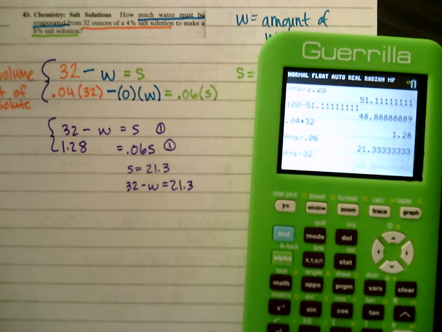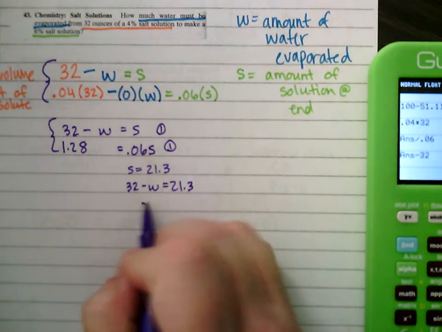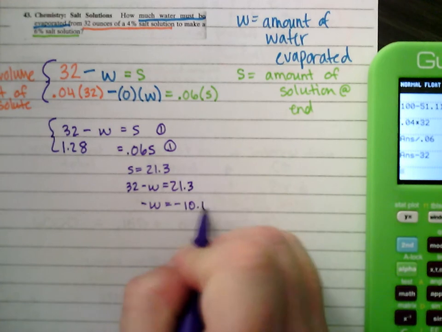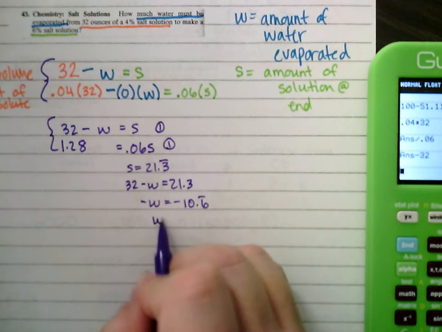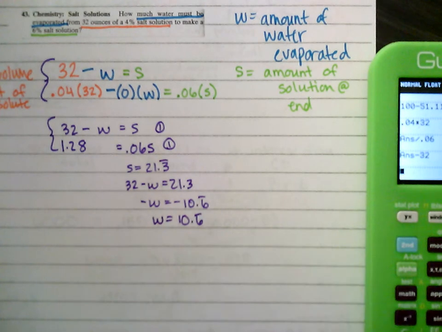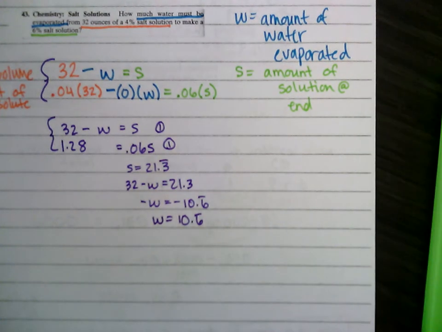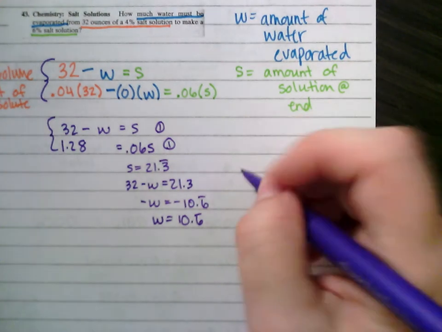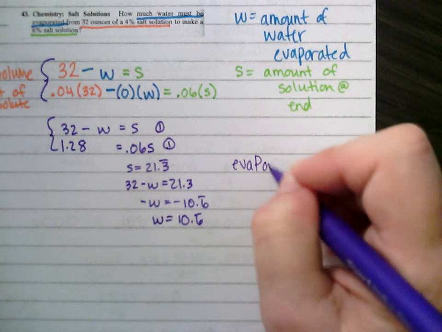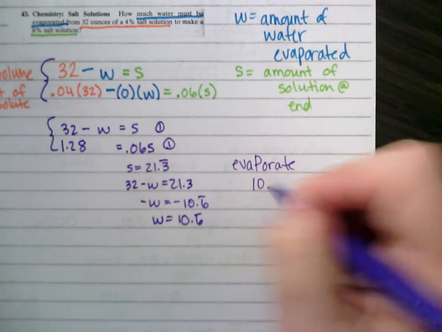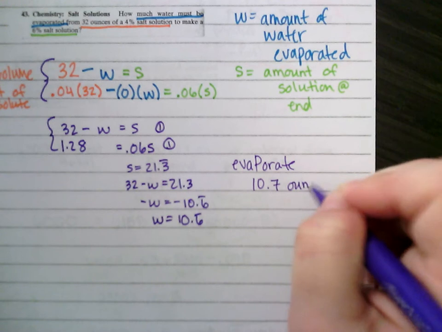Subtract 32 from both sides. Negative W equals negative 10.6 repeating. So W would be 10.6 repeating. So when we answer the question, how much water has to be evaporated, we would say that we should evaporate 10.7 ounces of water.